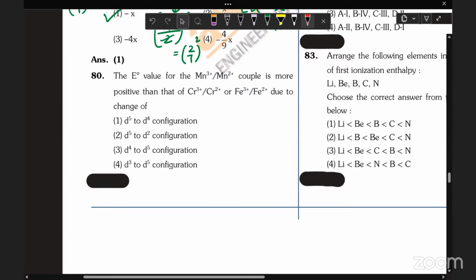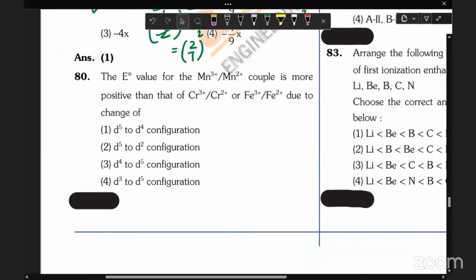Moving on to the next question. The question is from E naught value. The E naught value for Mn3 plus and Mn2 plus couple, 3 plus to 2 plus, that's reduction, is more positive than that of chromium 3 plus to 2 plus or Fe3 plus to 2 plus due to the change of. All right. So a nice question, a tricky one. You need to be aware that for manganese 3 plus, the electronic configuration is d4. And for Mn2 plus, it is d5. So d4 to d5, you are moving, right?